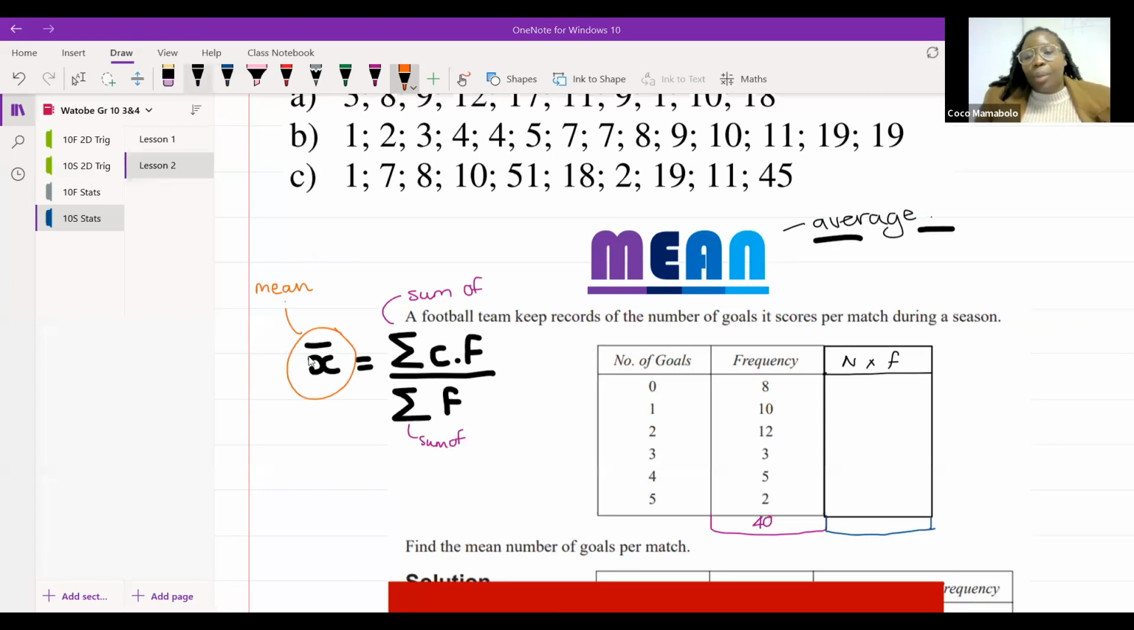So here's what we're going to do, guys. We're going to say in 8 games, we scored 0 goals. How many goals did we score altogether?